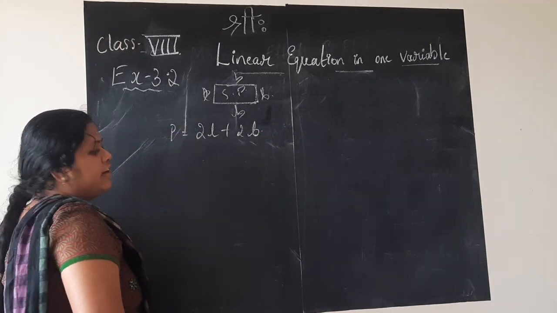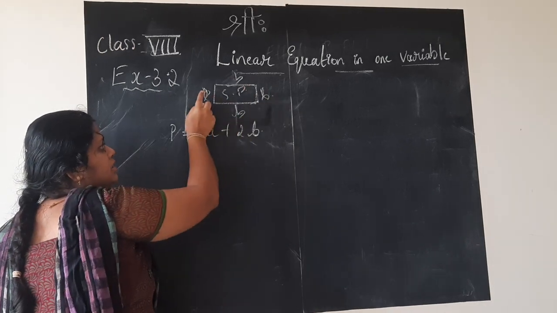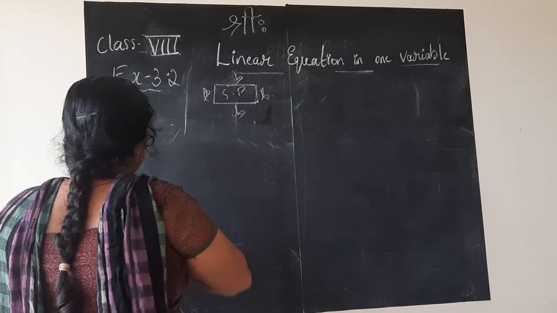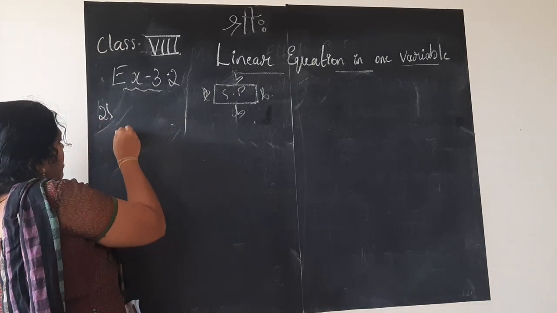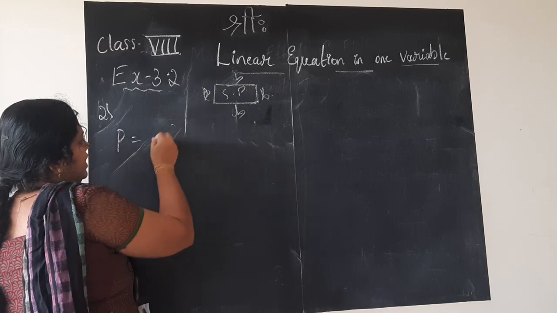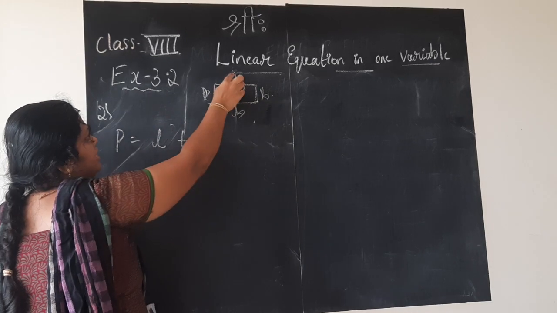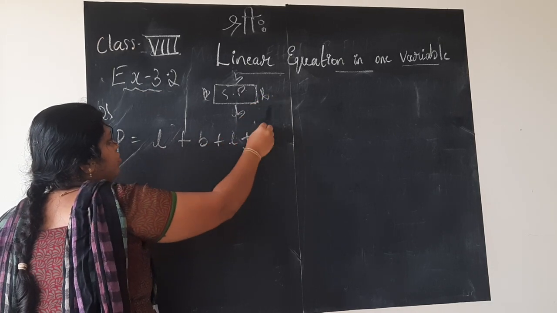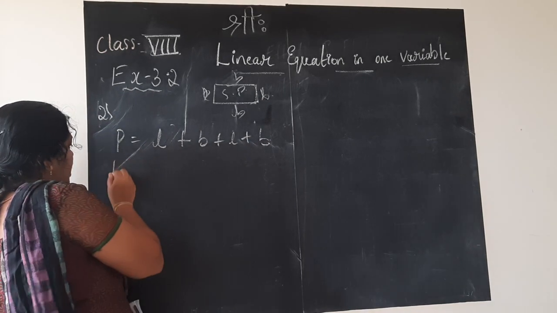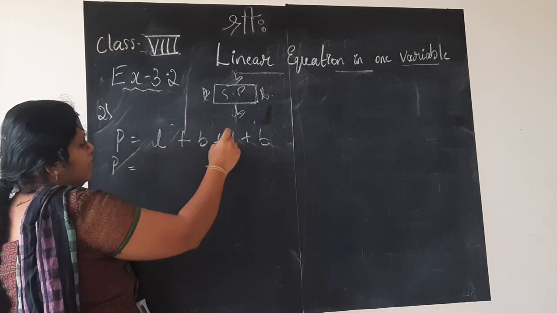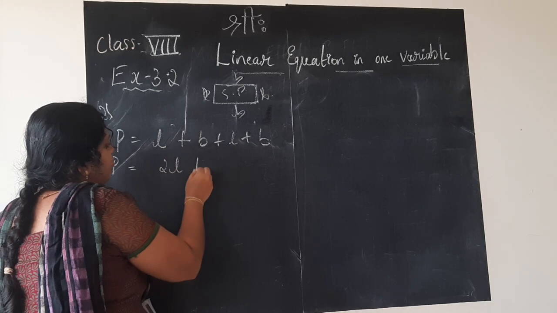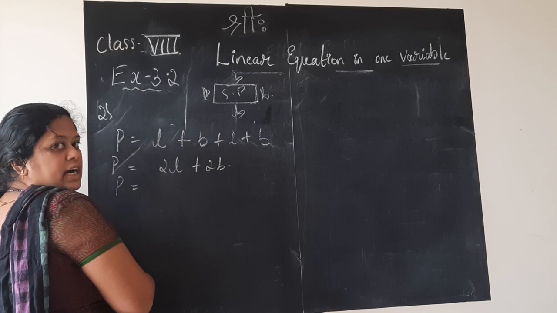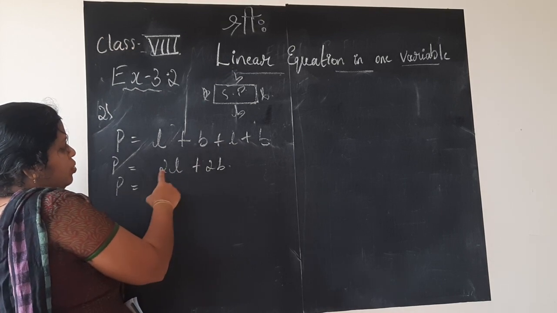So perimeter of a rectangle is 2 times its length, this length plus this length. If you want, I will make it clearer by writing: perimeter is first side length plus second side breadth plus third side length plus fourth side breadth. Correct? Again, how many L do we have totally? 2L. So 2L plus how many breadth do we have? 2 breadth. So the perimeter formula is found to be, children, 2L plus 2B.